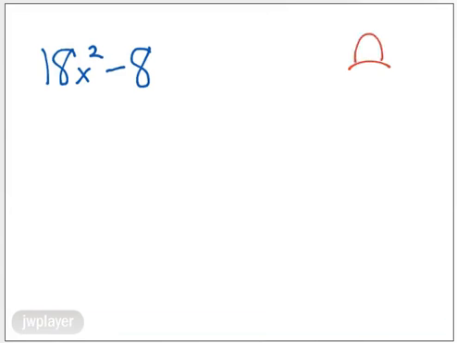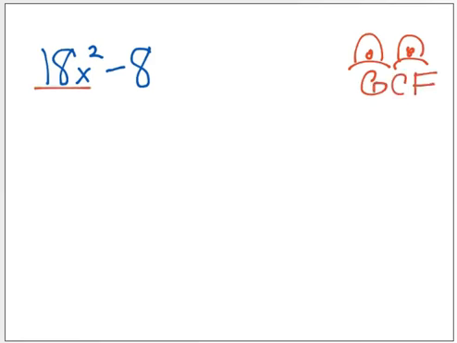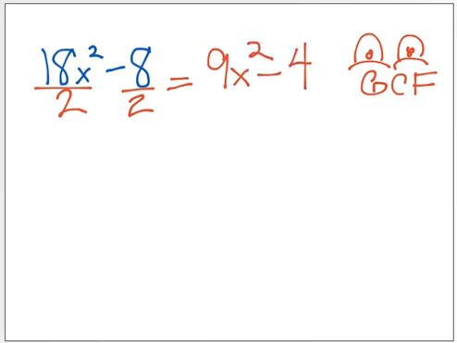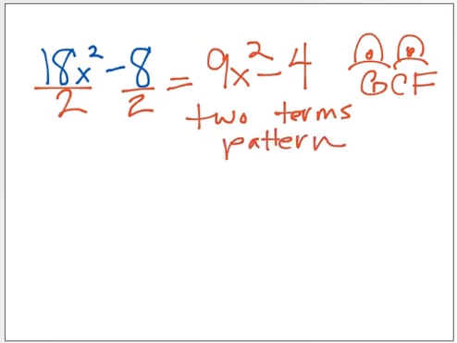Greatest common factor, we always look for that first. So I believe if we divide both of these by 2, we will get 9x squared minus 4. Now since there's two terms, we are looking probably for a pattern. If we're looking for a pattern, what about squares?